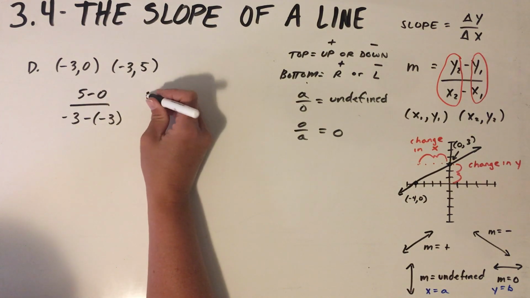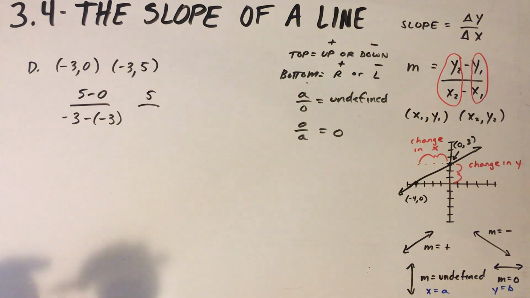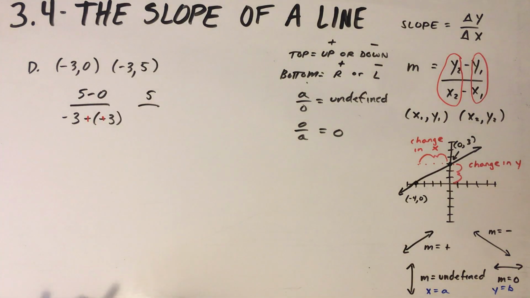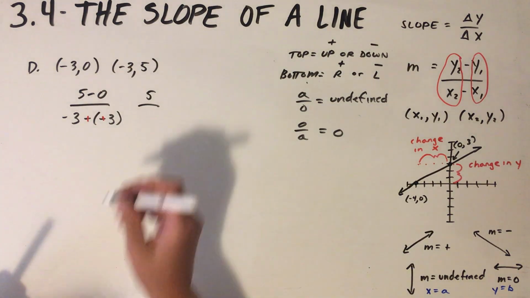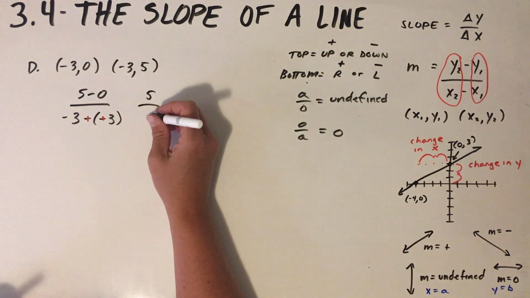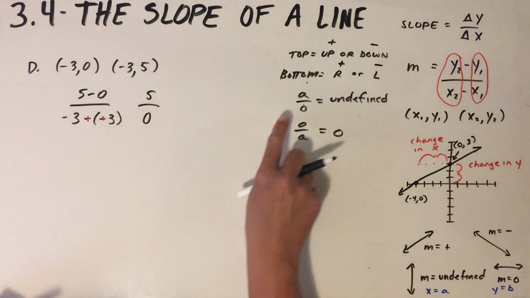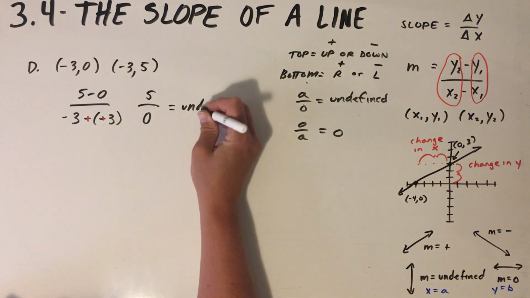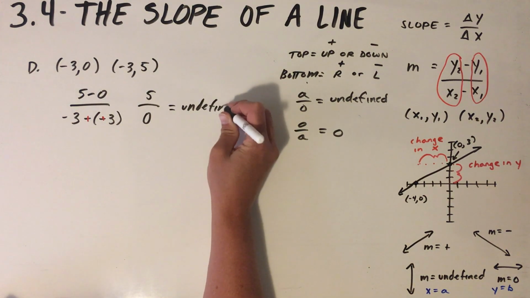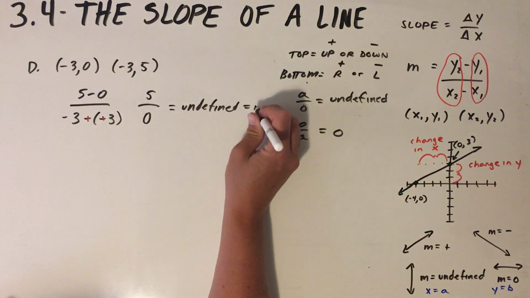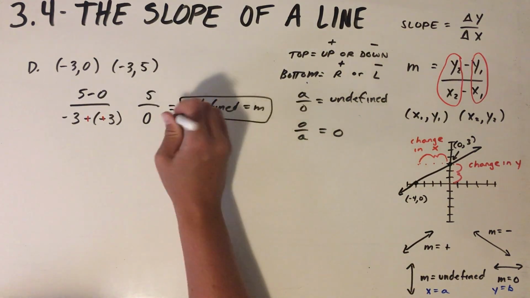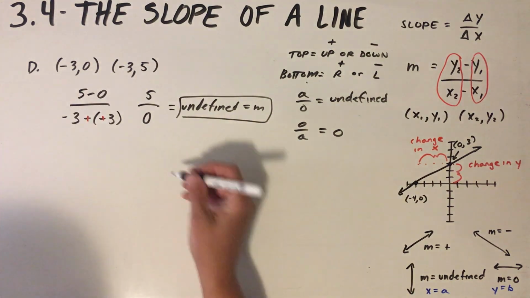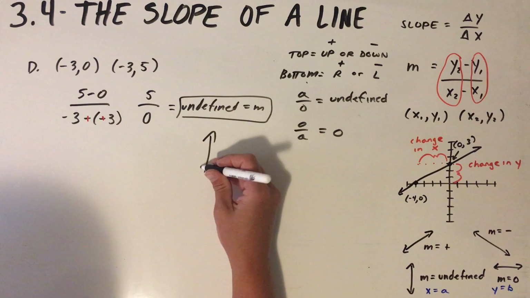5 minus 0 is 5, but -3 minus -3, or -3 plus 3, is 0. And remember that anything divided by 0 is undefined. So that means my slope here is undefined. Okay, so the slope here is undefined. And what this means, okay, this is the answer to this question, find the slope. What this means is that I have a vertical line.